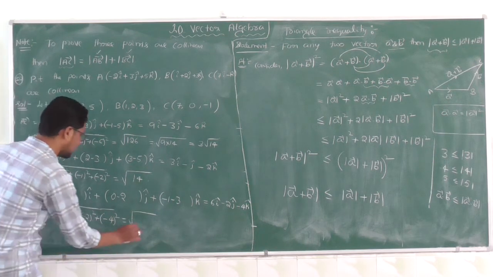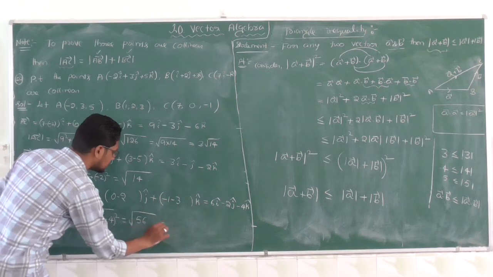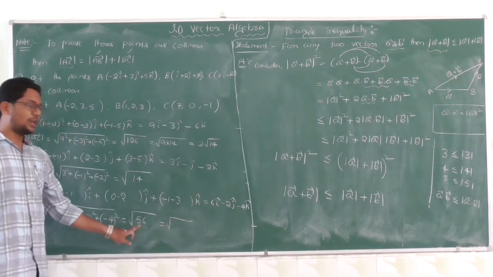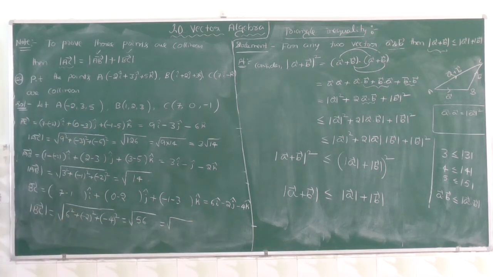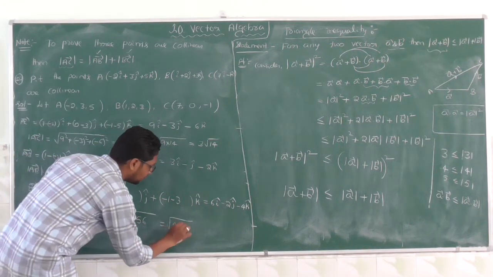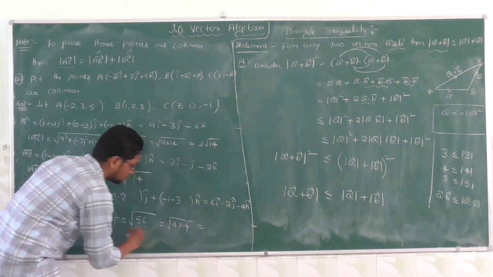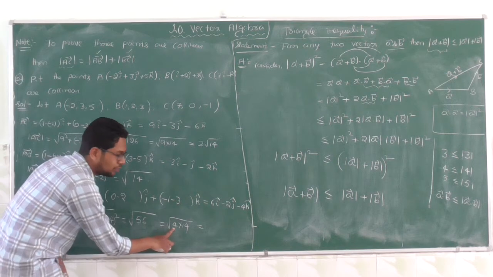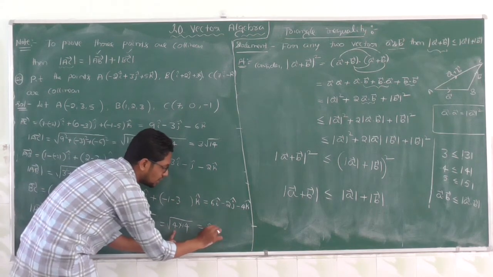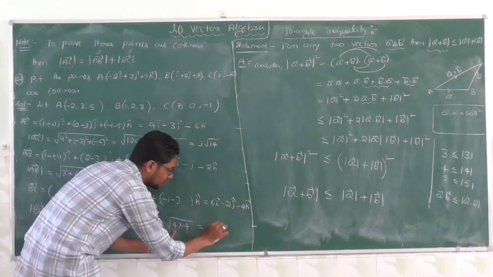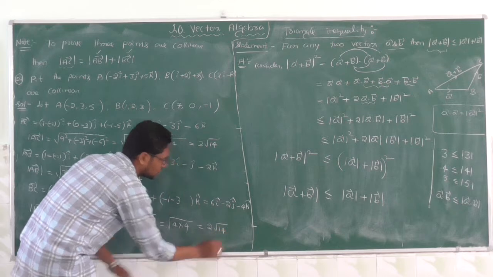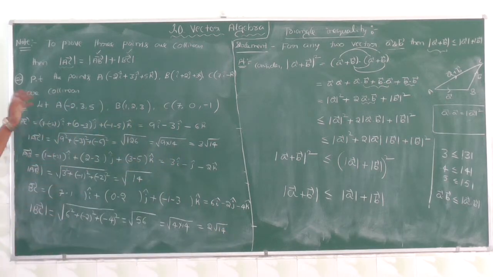Okay, 56. What is the simplest form of square root of 56? The simplest form is 4 into 14, since 14 fours are 56. Inside the square root it is 4, outside the square root it is 2. So it is 2 into root 14.